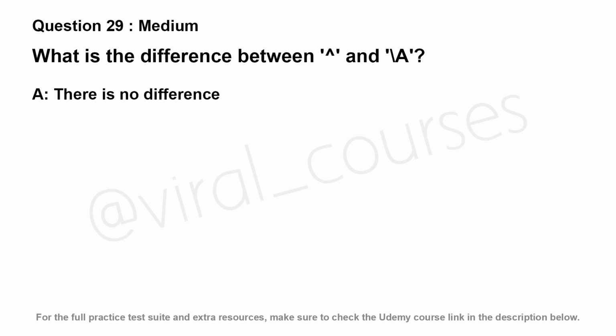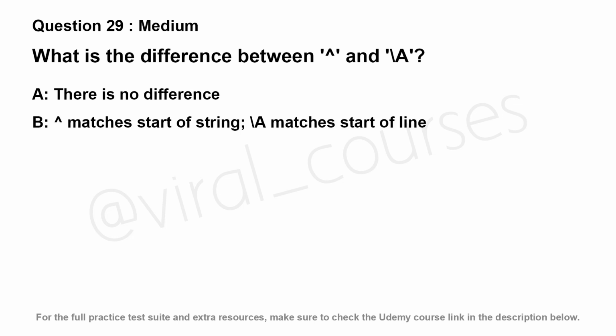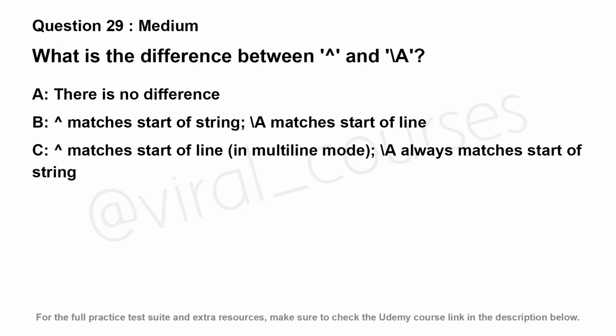What is the difference between caret and \A? Option A, there is no difference. Option B, caret matches start of string, \A matches start of line. Option C, caret matches start of line in multiline mode, \A always matches start of string. Option D, \A is only for Unicode strings.